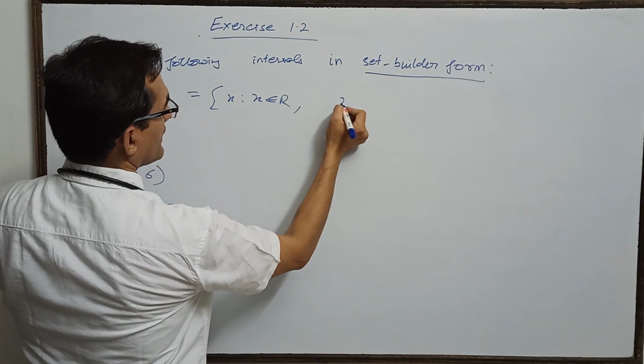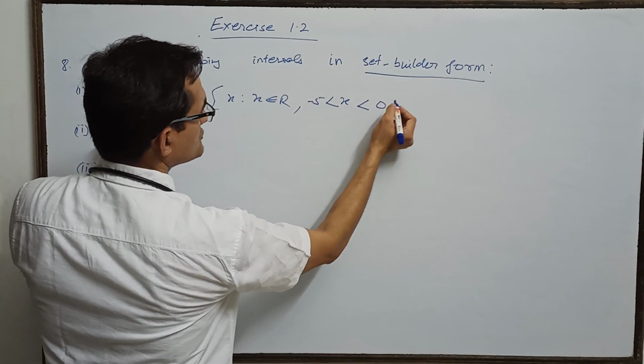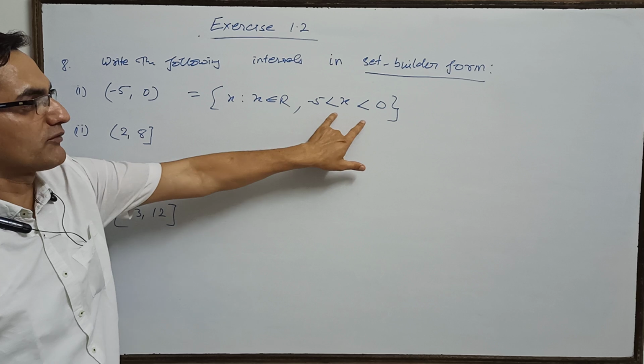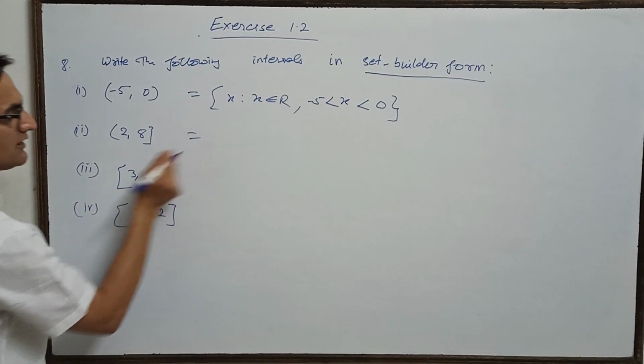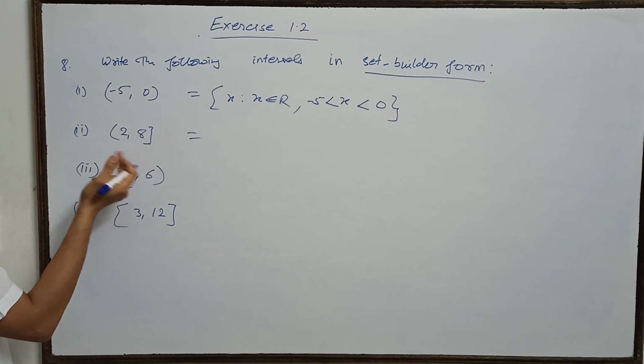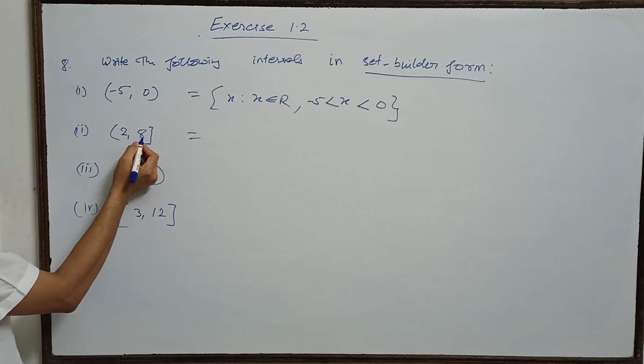So x is greater than -5 and less than 0. Open interval, so -5 and 0 are not included in this one. Now the second one, it is semi-open or semi-closed, you can say. 2 is not included and 8 is included.